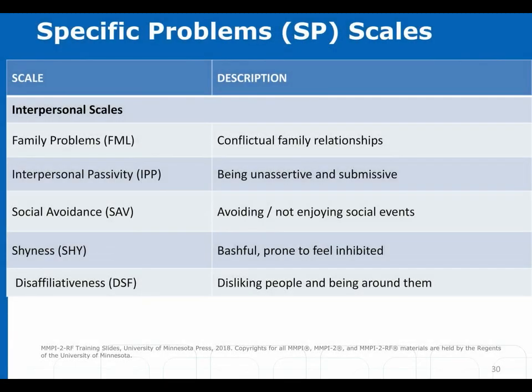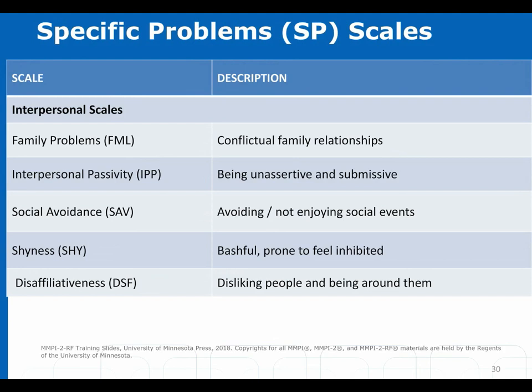Here we have the specific problem scales that measure interpersonal functioning. Family problems assesses conflictual family relationships. This scale is helpful in a variety of different contexts because, of course, family problems is a risk factor for a variety of different psychological problems in adulthood, including depression, suicide risk, substance abuse, and other issues. Interpersonal passivity measures being unassertive and submissive. This scale can be a good indicator of whether or not an individual has social support, wherein individuals who are passive are less likely to utilize social support.